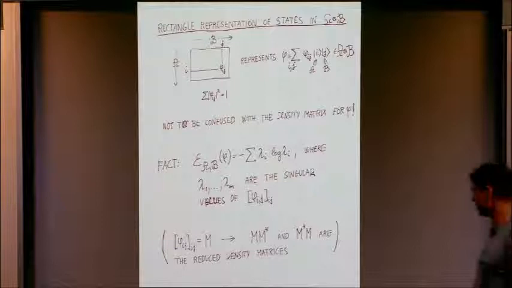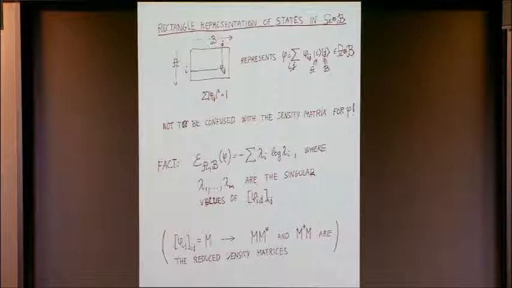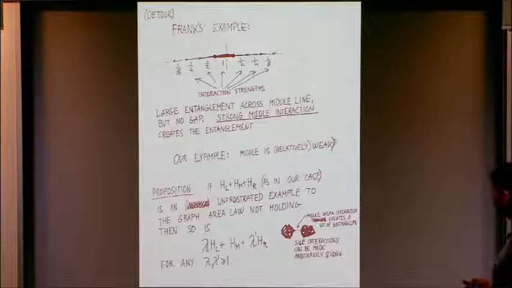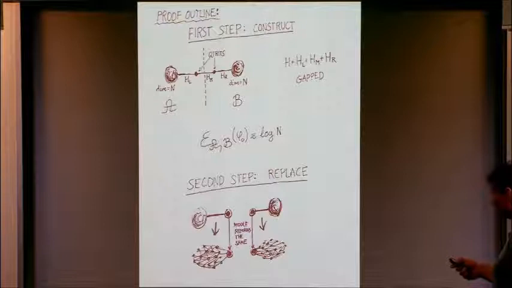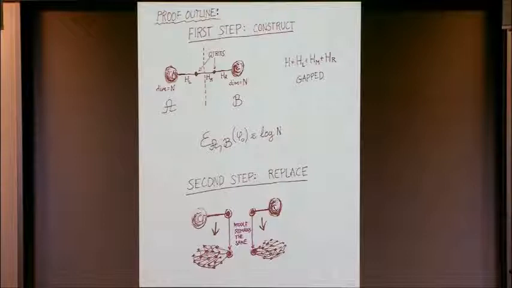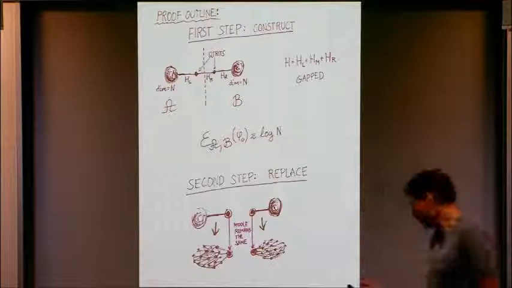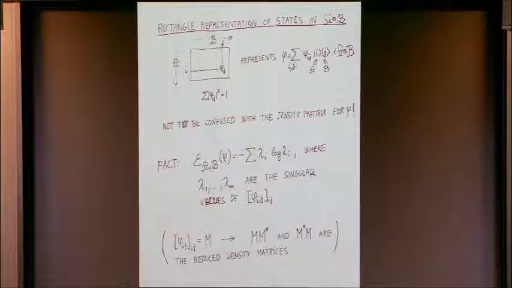So I'm going to just talk about states in this system, in this Hilbert space. What is this Hilbert space? Well, it is a tensor product of four Hilbert spaces. So how can I visualize states in a tensor product of four Hilbert spaces? Well, let's first try to visualize states in tensor products of two Hilbert spaces.